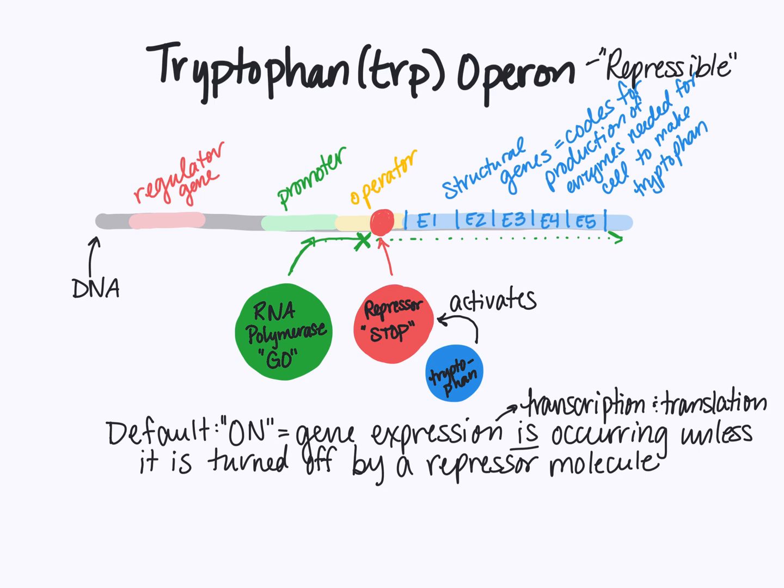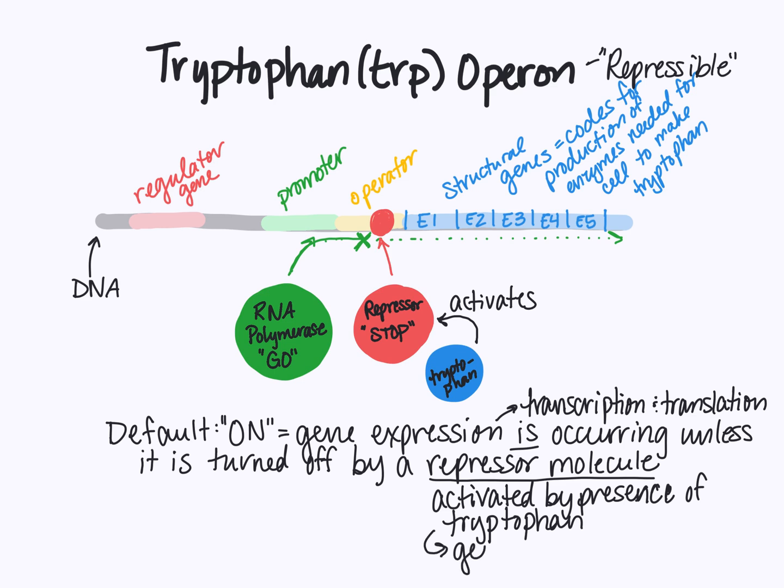So to go down here and finish our statement, it can be turned off by a repressor molecule, and we can add to it and say the repressor molecule is activated by the presence of tryptophan. So in conclusion, when tryptophan is present, the trp operon is turned off, which means that gene expression is going to stop.